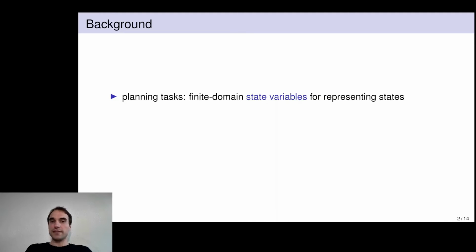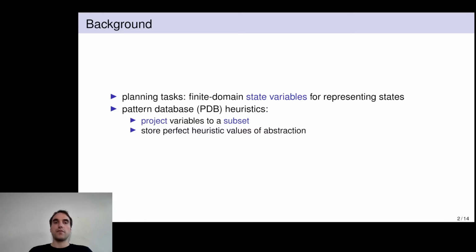We will be considering planning tasks in finite domain representation in this work, which means that states are represented as assignments of state variables to their values. Furthermore, we will be using pattern database heuristics. So let's briefly recap what they are. Pattern database heuristics are based on projections of the set of state variables of the planning task to a subset, the so-called pattern. This projection induces an abstraction, and we can fully solve the abstract task and then store all of the resulting perfect heuristic values in a database. This database can then be used during search as a lookup.